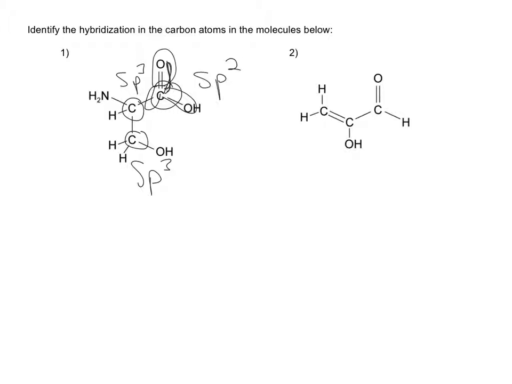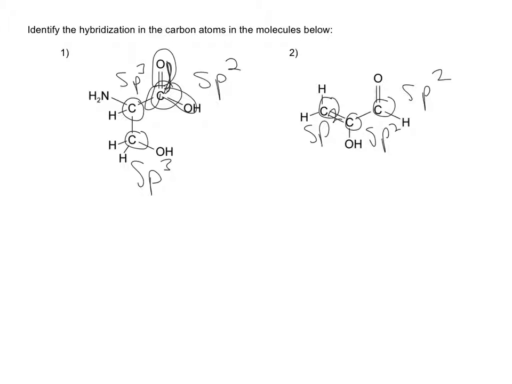Over here, this carbon is making bonds with 3 atoms, so it's going to be sp2. This carbon here is making 3 bonds, so it's also going to be sp2. And this carbon here, again, 3 bonds, also sp2.